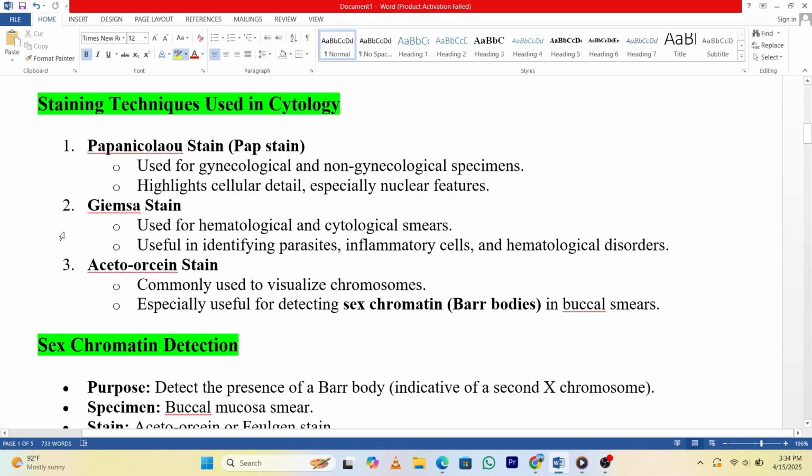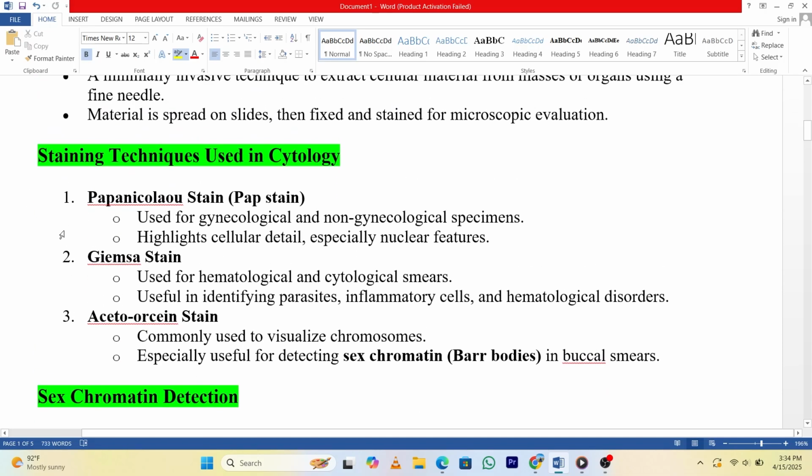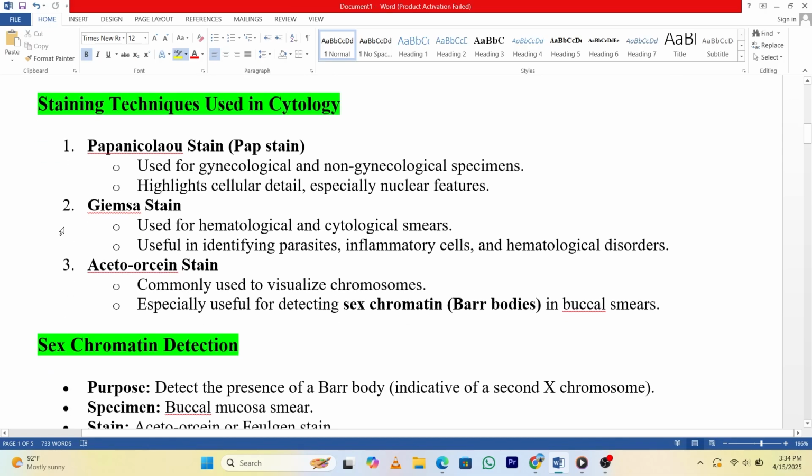Staining techniques used in cytology. 1. Papanicolaou stain, PAP stain. Used for gynecological and non-gynecological specimens. Highlights cellular detail, especially nuclear features.